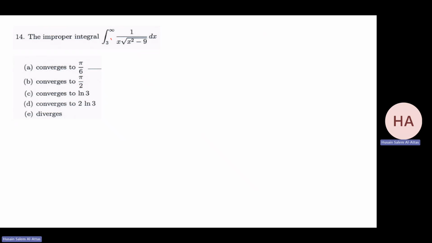I have a problem with the 3. Sure. I have an infinite discontinuity at 3. Infinite discontinuity at x equals 3.